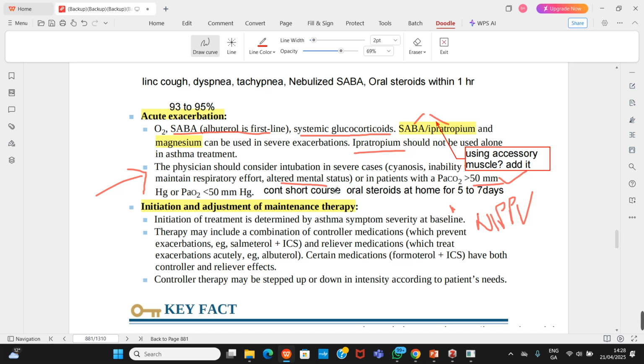But if there's no contraindication to NIPPV, you can start that first. It's less invasive, it's less stressful for the physician. They can quickly do that, compared to intubating. So let's have that at the back of our mind.